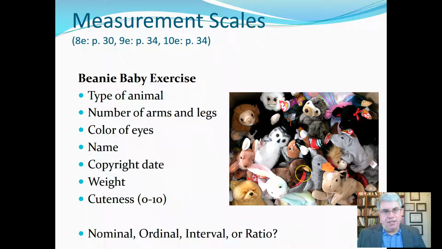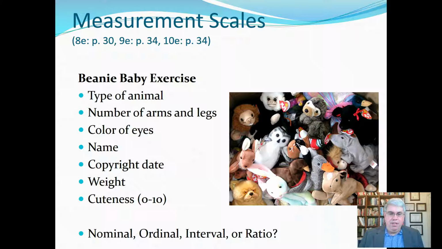So let's do a little exercise here. Let's imagine you have a whole bunch of Beanie Babies, and we've got a bunch of variables that we could describe with Beanie Babies. We could talk about what type of animal it is: a dog, a cat, a monkey. We could talk about how many arms and legs the Beanie Baby has. Another variable we can measure is the color of its eyes. We could look at its name. We could look at its copyright date, its weight, or its cuteness. All these are variables that are associated with Beanie Babies.